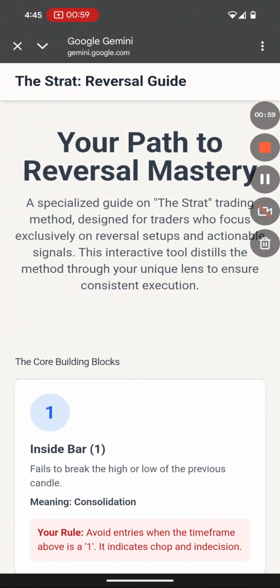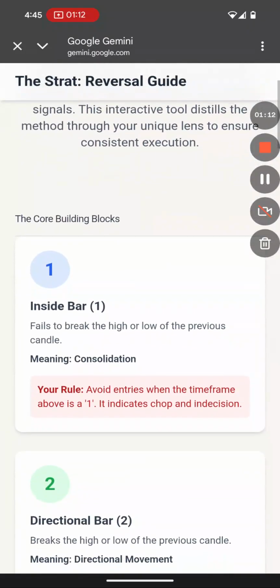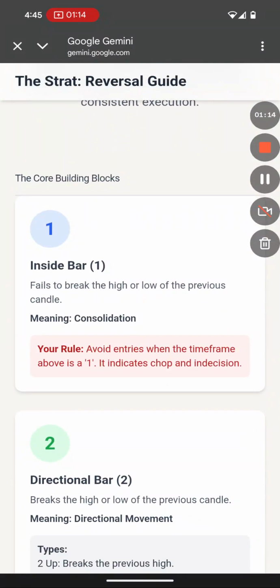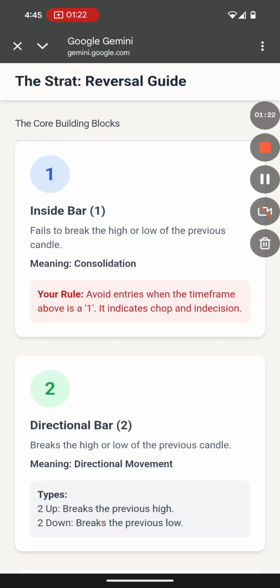So yeah, I play it off reversals. It's called the Strat, and I play it off reversals. So this is really like a reversal type of guide. With candlesticks, we basically give it three numbers. It's either a 1, a 2, or a 3. So a 1 we call the inside bar. An inside bar is basically that one candle that remains inside of a candle.